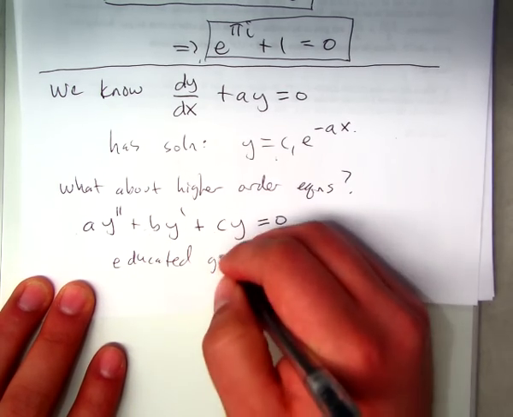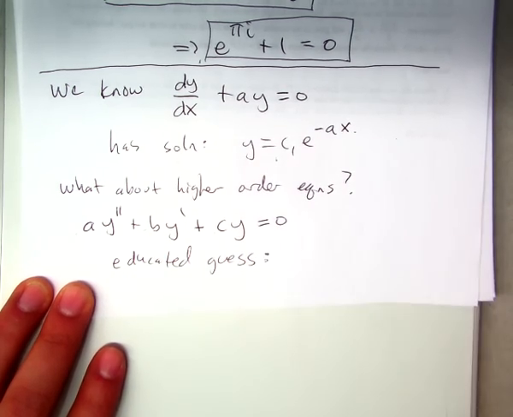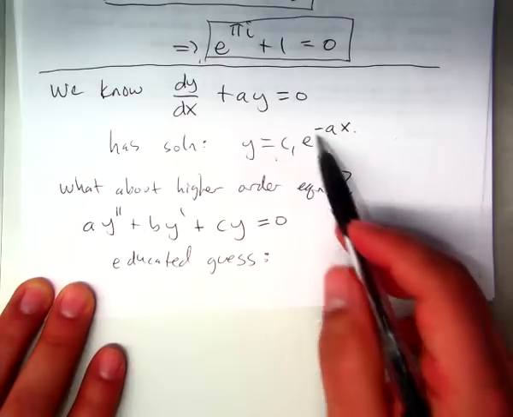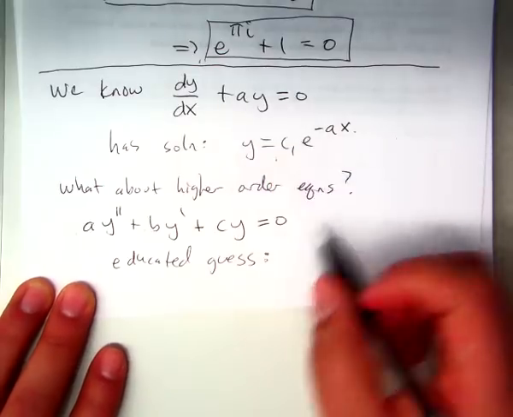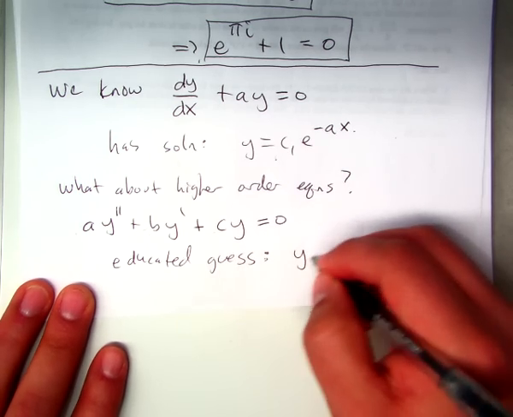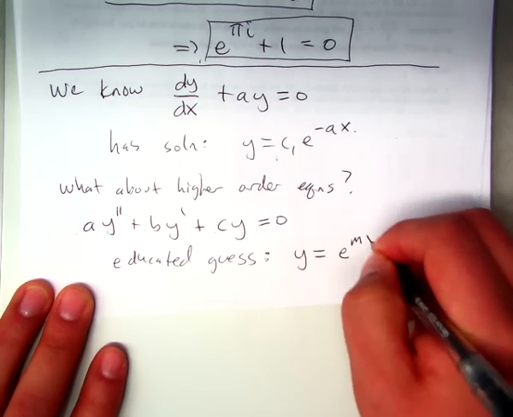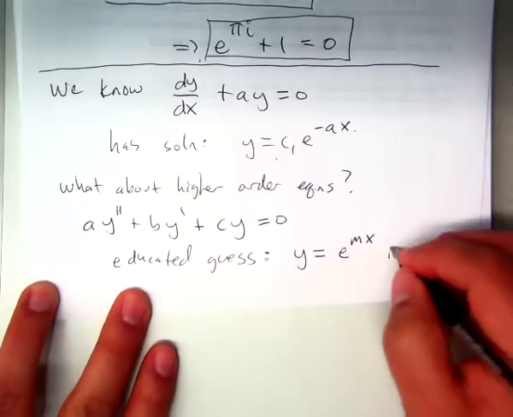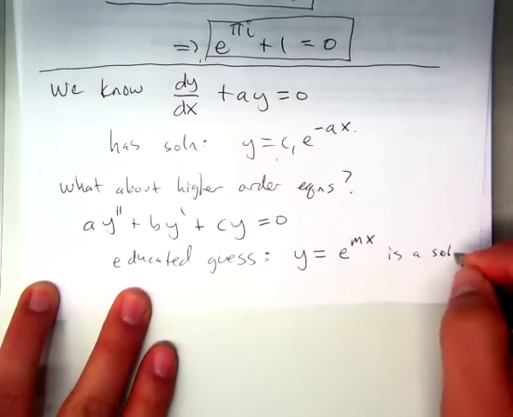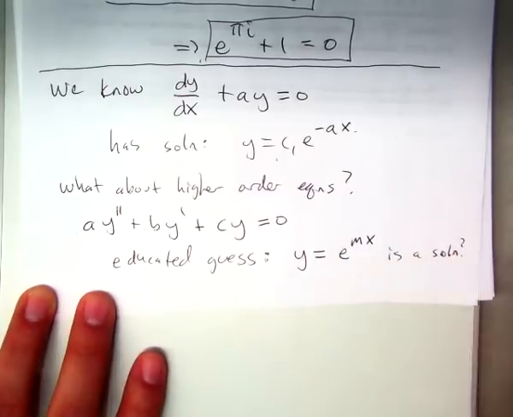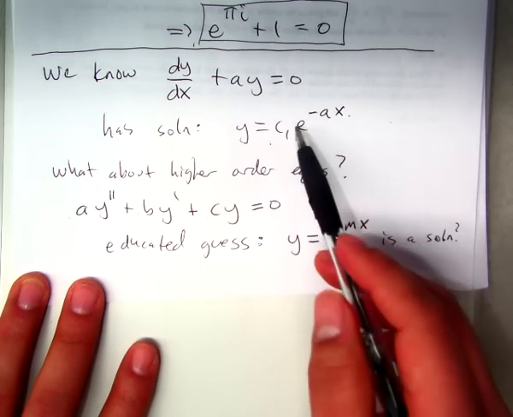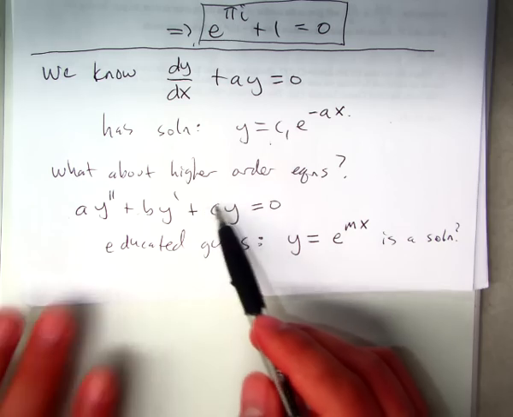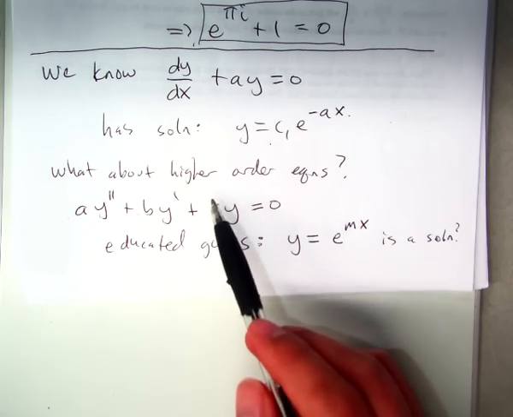Educated guess is that, for this first order we had an exponential function, e to the something x, right? We're going to assume that maybe y equals e to the mx is a solution. Okay, so from experience, we had constant coefficients here. We had an exponential as our answer. Maybe when we do higher order, we're going to have that involved somehow. Okay, and if that's the case, we're going to go through and see if that's true and how that works out.